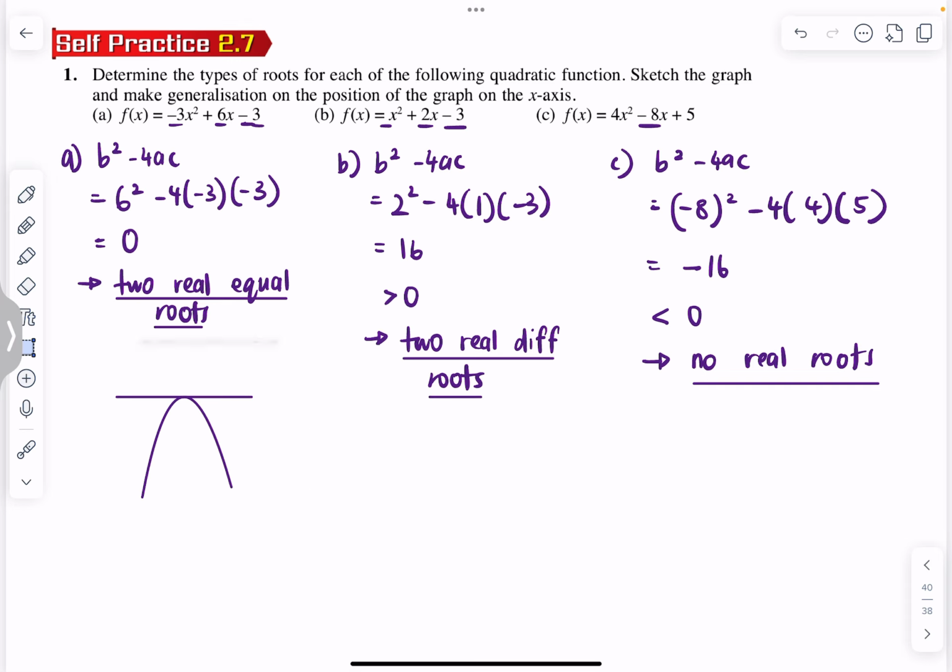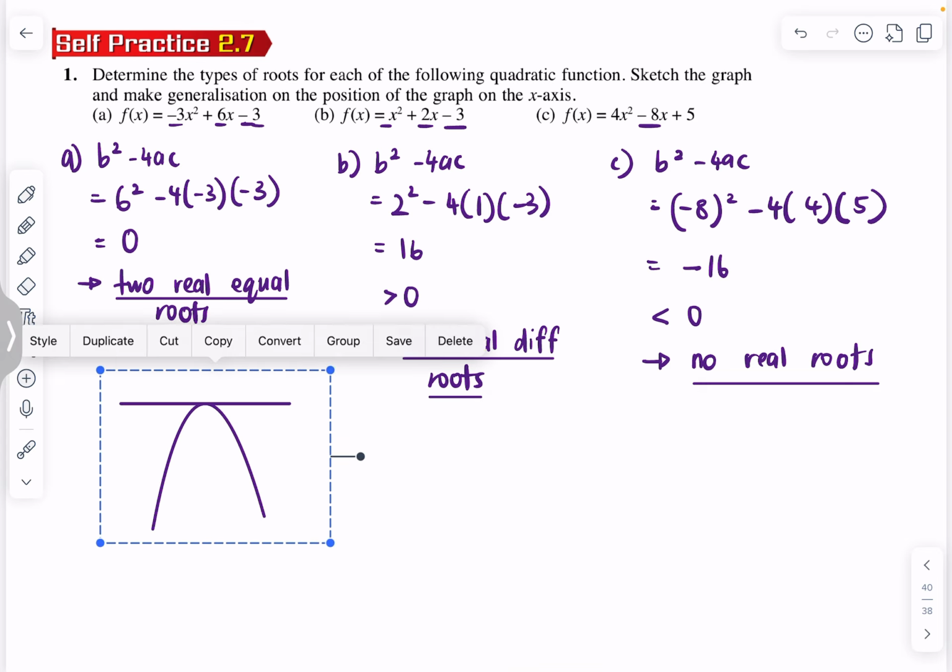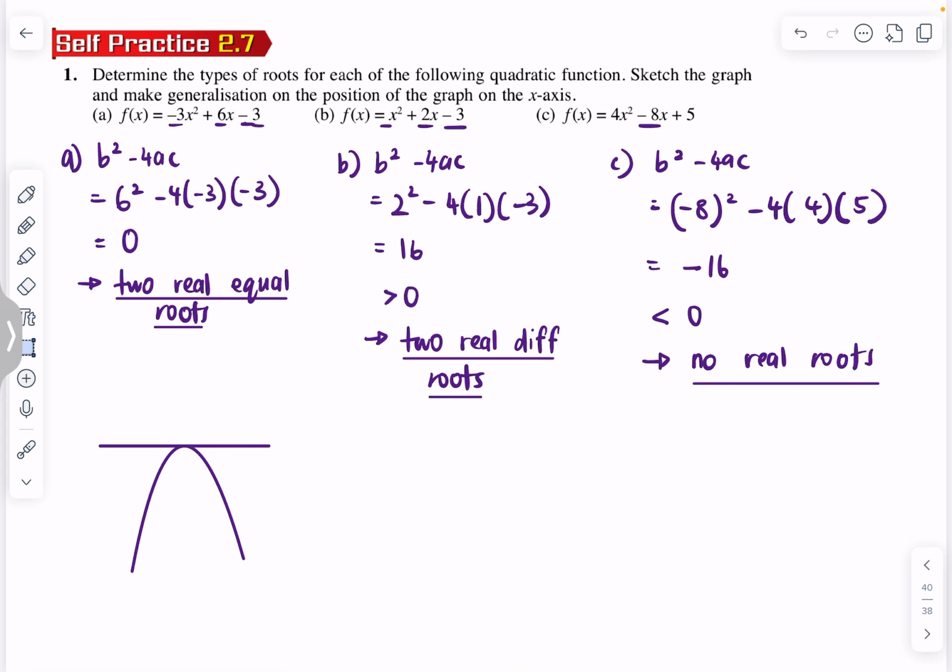Okay, and as you can see, we have two equal and same roots. That means both roots are the same. It only touches at one point. Okay. Right. Next, b.